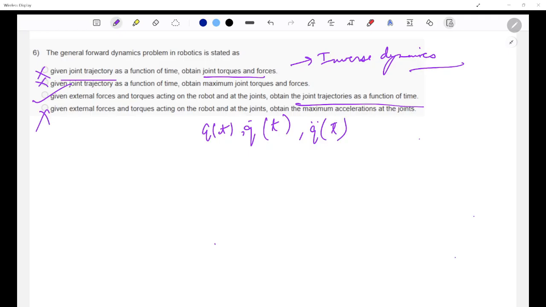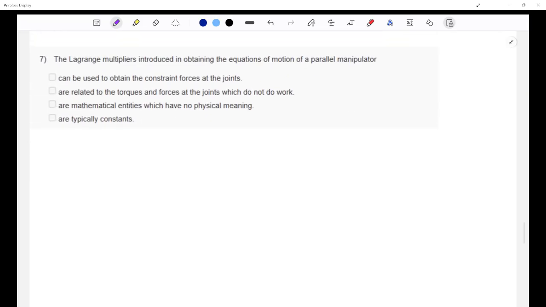Okay. Any question with this? No question? We'll move to the next question. The Lagrangian multiplier introduced in obtaining the equation of motion of a parallel manipulator can be used to obtain the constraint forces at the joint.